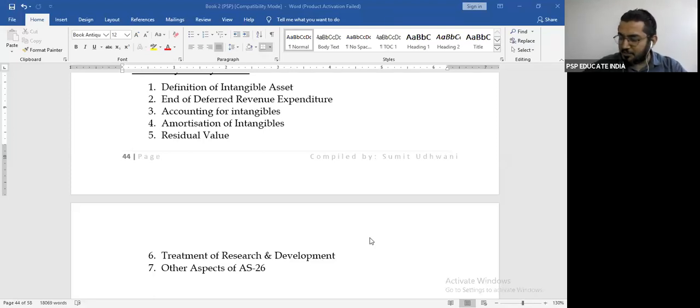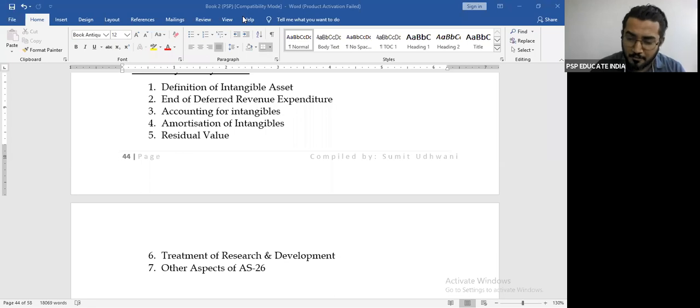Firm has the intention to use or sell the intangible asset. Firm has the ability to use or sell the intangible asset. There is a market for the final product where it is to be used, or if it is to be used internally, its usefulness needs to be demonstrated. Firm should have three kinds of resources: financial, technical, and other resources to complete the development work. And expenditure can be measured reliably. If all these conditions are satisfied, then you can capitalize.